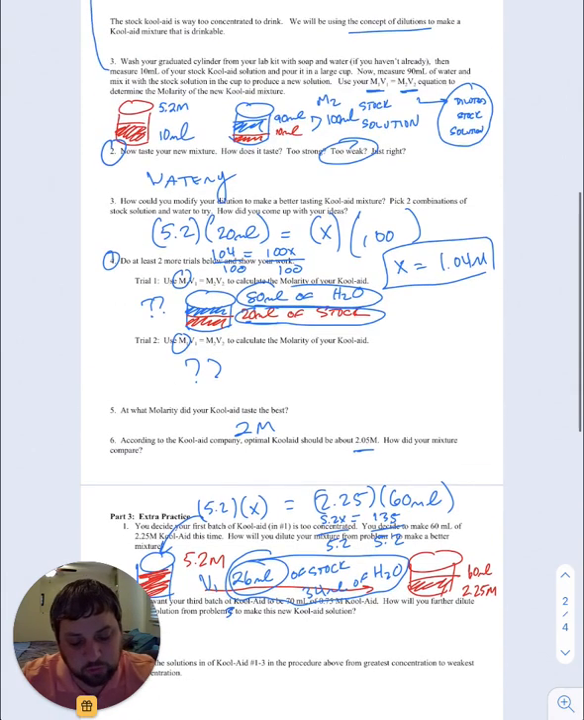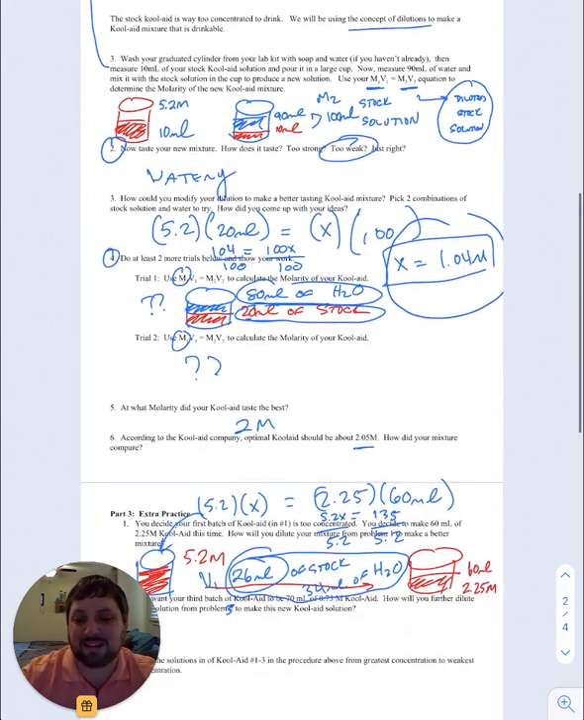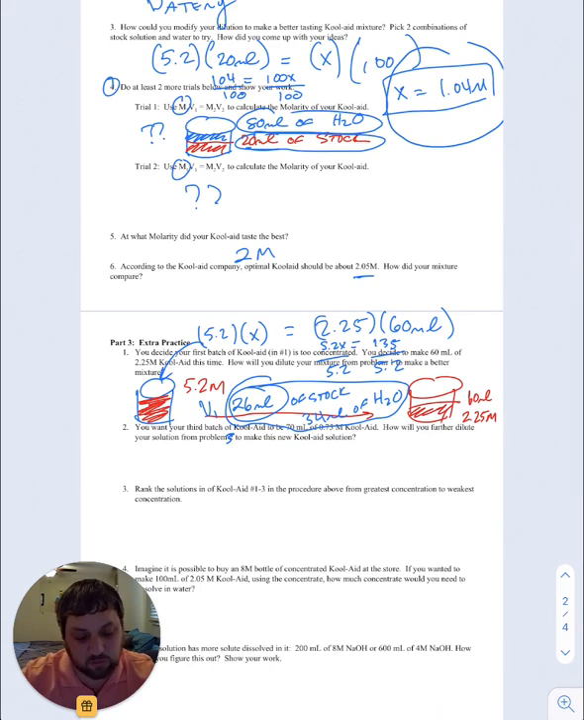So remember, our first solution was far too weak up here at 0.52. Our second solution was a little bit stronger at 1.04. We want to go somewhere in the middle. That's essentially what this question is asking us. So let's start out with what we know. What we know is the final product. We know what we're making, and our M2 is going to be 0.75, and we want 70 milliliters of it, right? That's what we're creating.